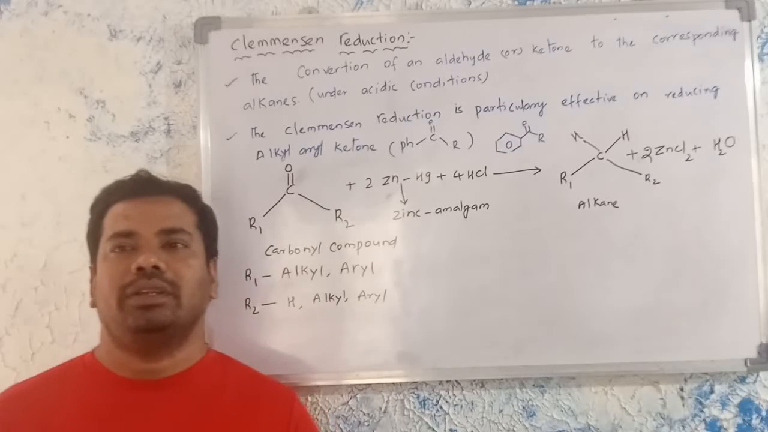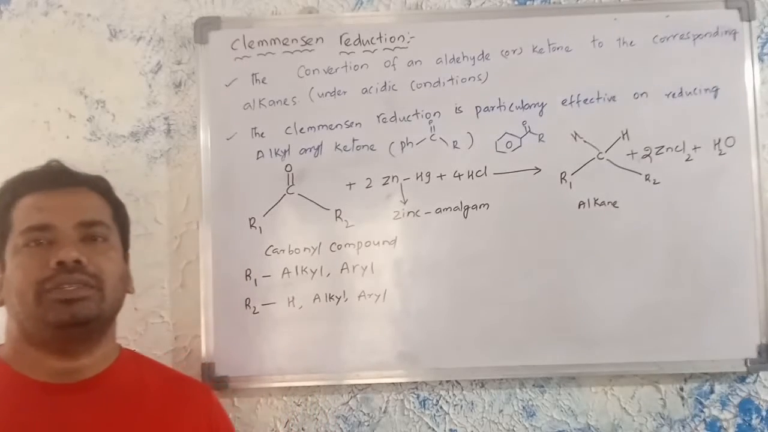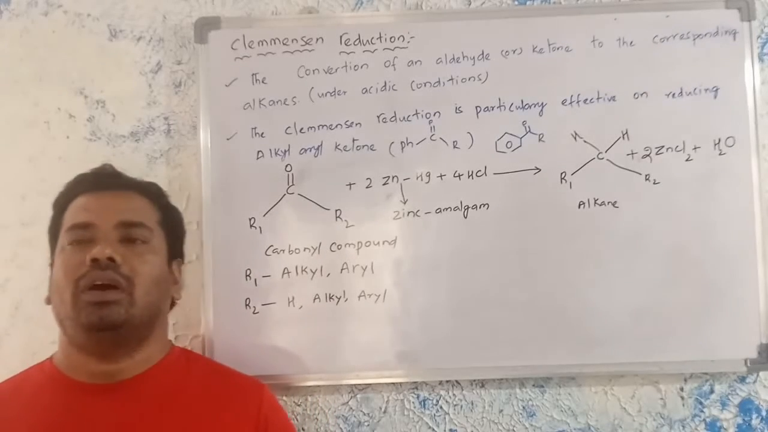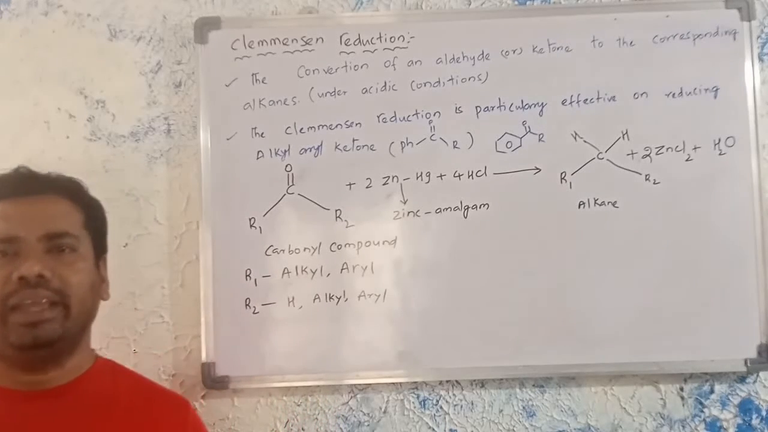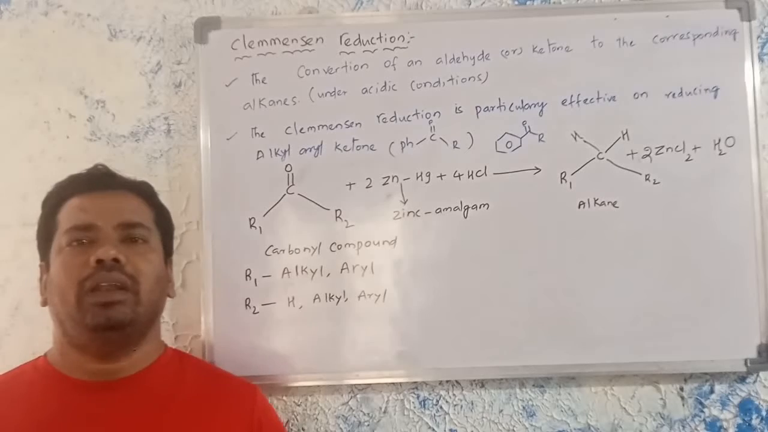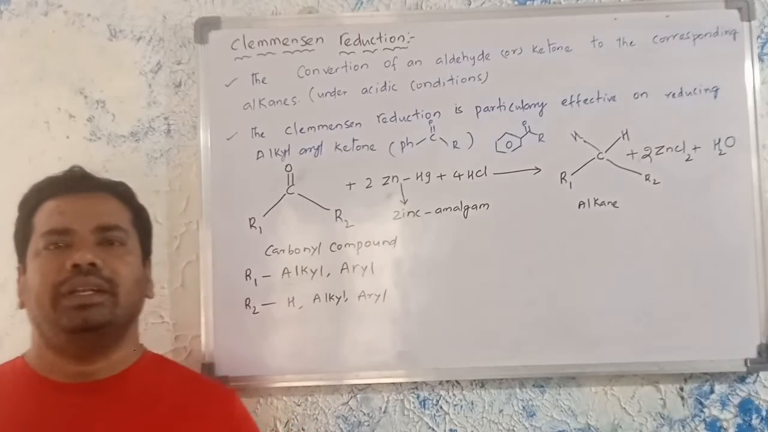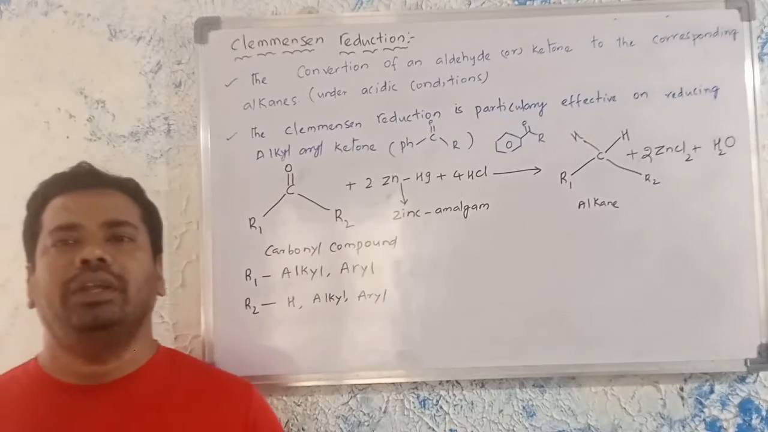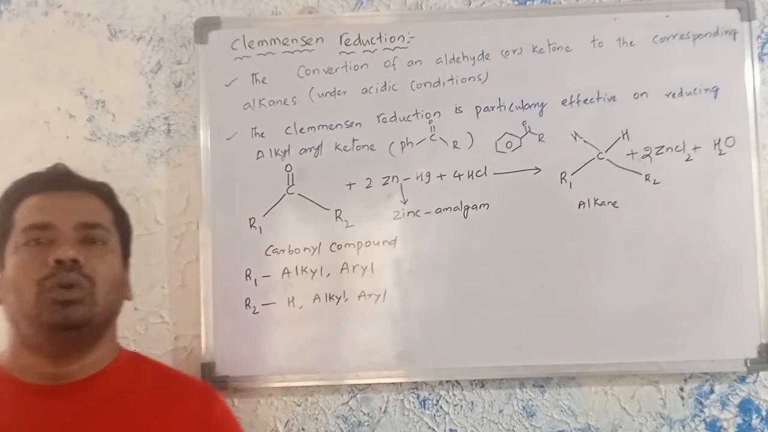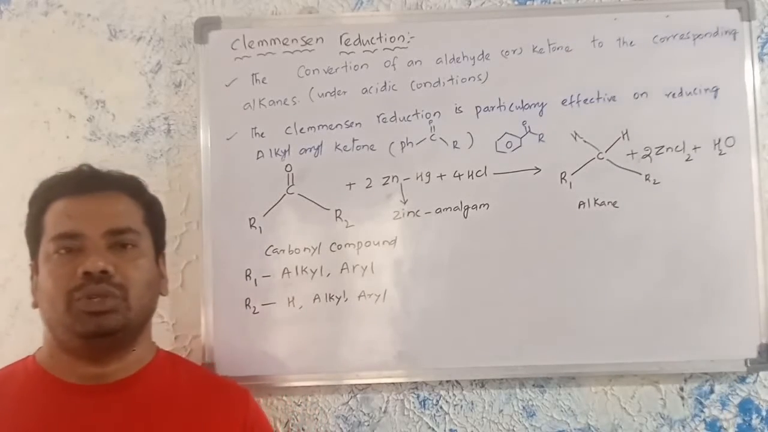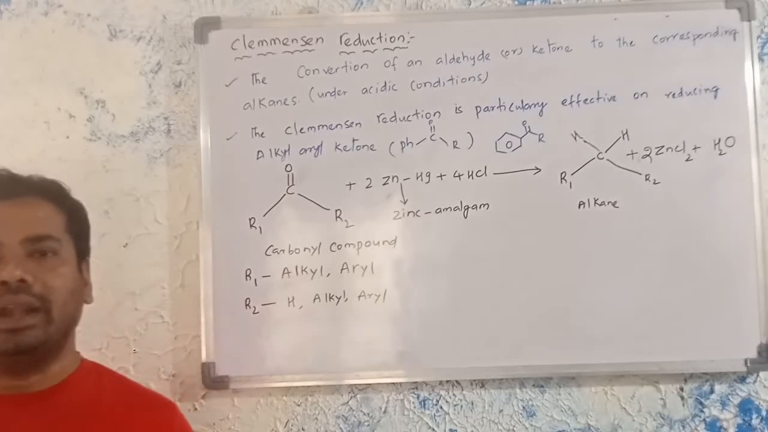Today's session we will discuss Clemmensen reduction. What is Clemmensen reduction? Clemmensen reduction is a reduction of carbonyl compounds into alkanes. Means the carbonyl compounds, aldehydes and ketones, are converted into their corresponding alkane. The C=O group converts into CH2. That is a Clemmensen reduction.